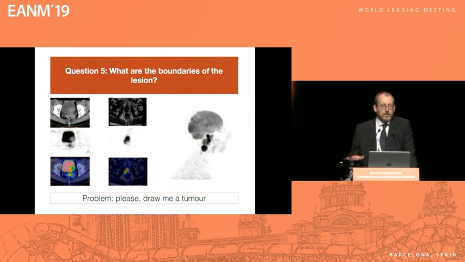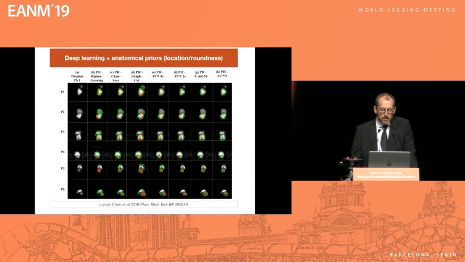Other question, what are the limits? What are the exact boundaries of the lesion? I know it's a tumor, it's a target lesion. What are the exact boundaries? It may be difficult. Here, this is an infiltrating cervical cancer next to the bladder. This is a PSMA scan with a recurrence, again next to the bladder. Or here, this is a locally advanced head and neck tumor with very complex lesions. So what is the exact, precise delimitation of the tumors? In this case, it's interesting because it's a combination of deep learning, that's the most advanced form of machine learning, plus what they called anatomical priors.